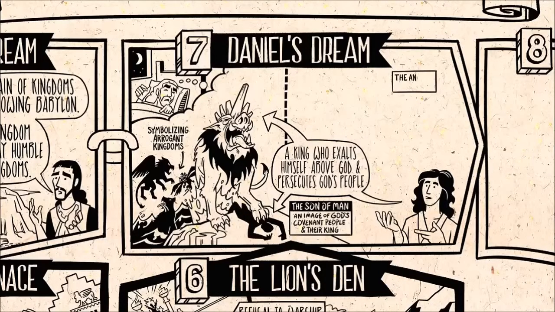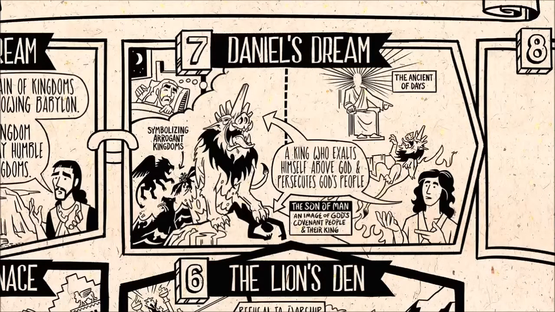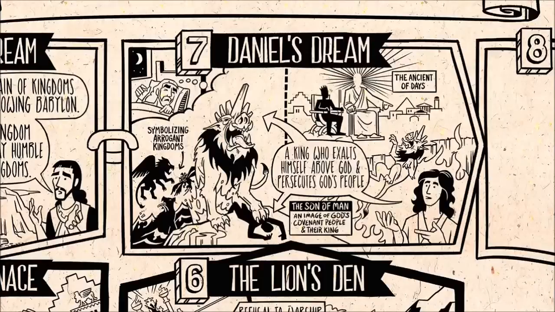But then all of a sudden, God, who's called the Ancient of Days, comes and he sets up his throne. He destroys the super beast and he exalts the Son of Man on the clouds, where he comes up to sit at God's right hand and share in God's rule over the nations.